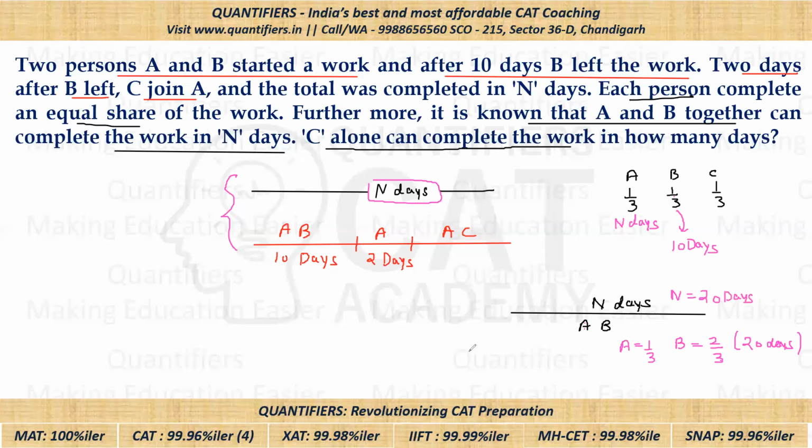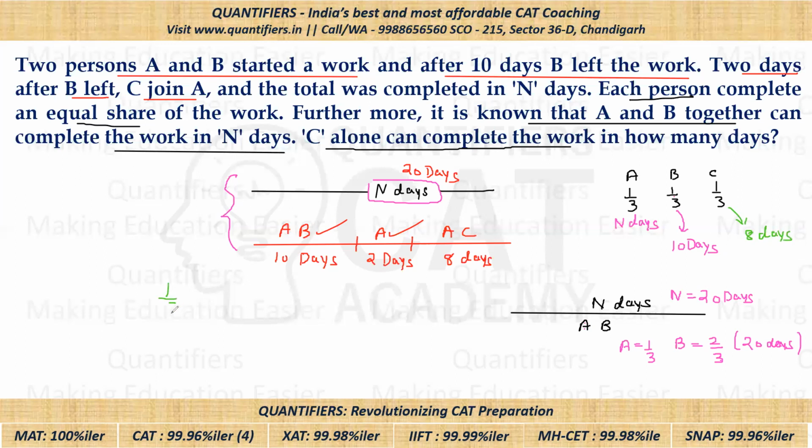Now students, if N is equal to 20, then the question is almost done. A and B are working for 12 days. Then A is working alone for 2 days. N is equal to 20 days. So that means A and C must have worked for 8 days. So from here, we know that C has worked for 8 days. Now C has worked for 8 days, and in 8 days, C has done 1/3 of the work.